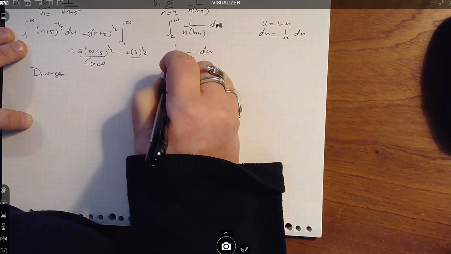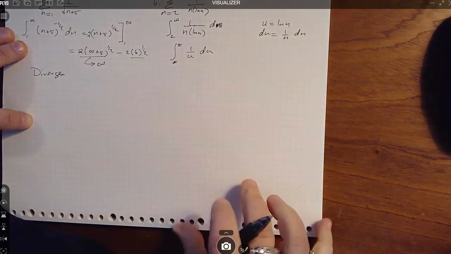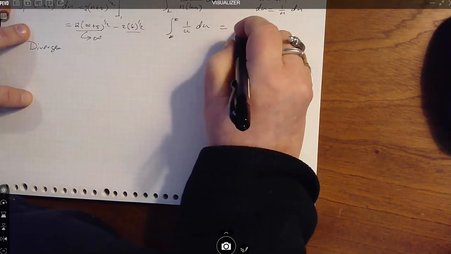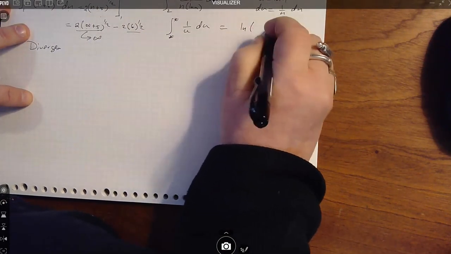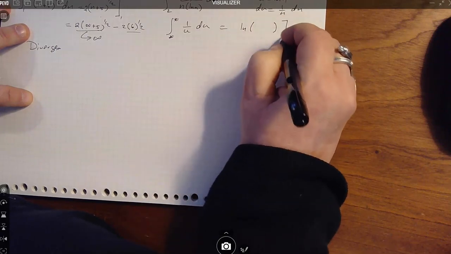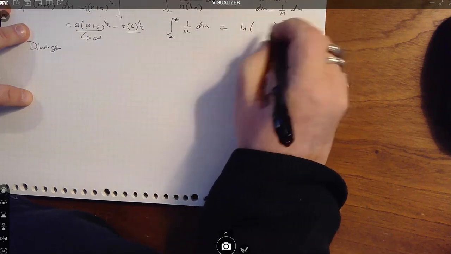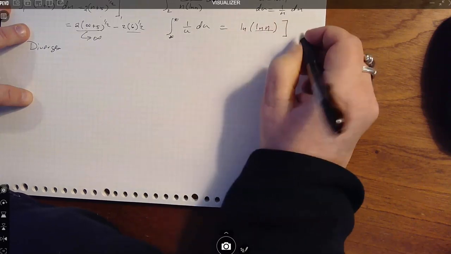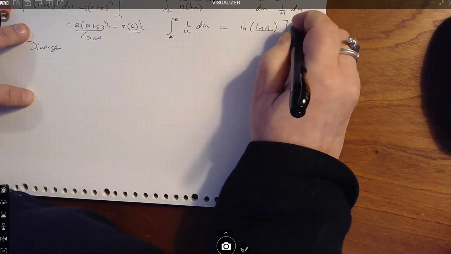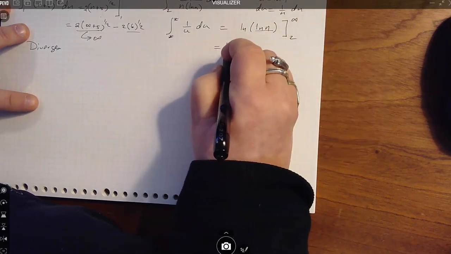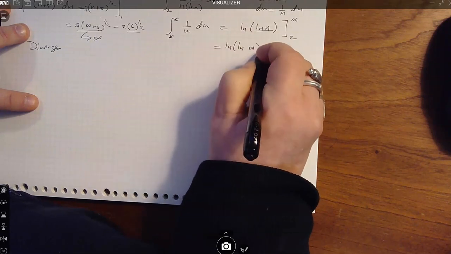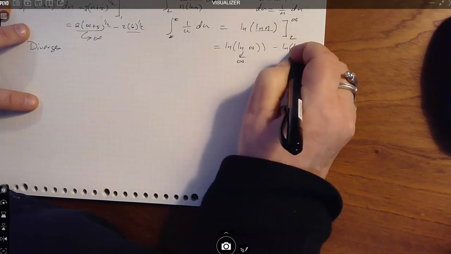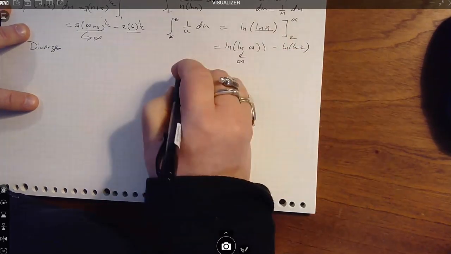I'm not going to bother with the limits because I'm going to switch it back to terms of n in a second. So the integral of 1 over u is the natural log of u. And we're going to take that from 2 to infinity. This is natural log of u, but my u was natural log of n. So I'm switching back to the n's, and I'm going from 2 to infinity. If I plug that in, I have the natural log of infinity, which I can stop here because that's infinity, minus the natural log of 2. So this will also diverge.